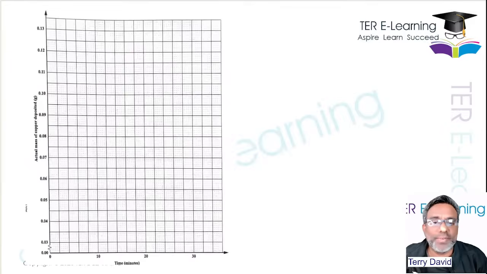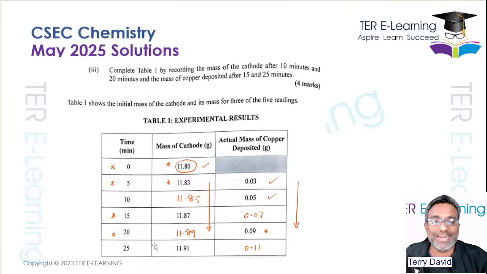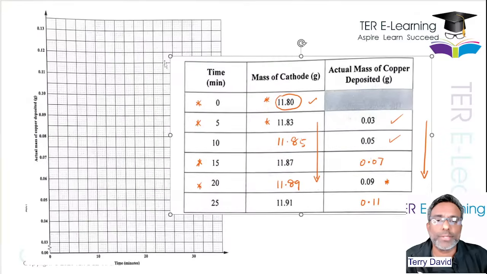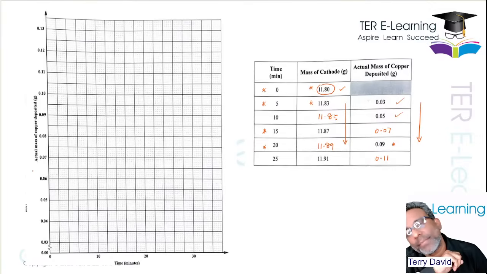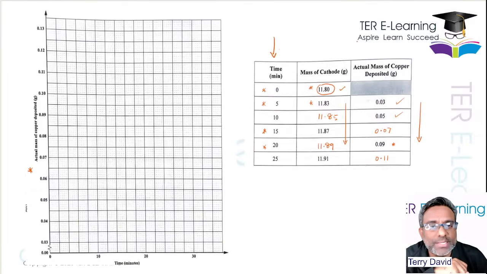All right, so we're going to plot a graph here using the data that we have. So let me just get this data across here. All right, so this is the data, and what do we actually want to plot? We have time in minutes, and you want to plot the actual mass. So you're using this time and you're using actual mass.